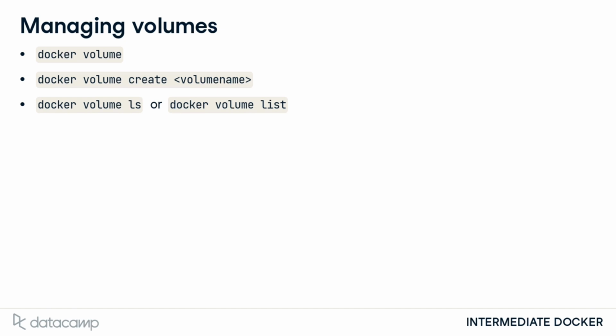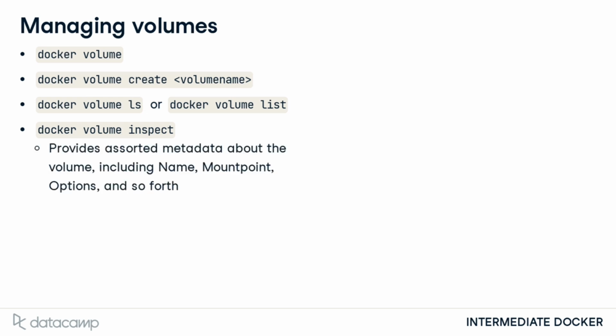An alias, docker volume list, works as well. There are some various filtering and formatting options available depending on our version of Docker. To see more extensive information about a volume, we can use the docker volume inspect command. This command shows assorted metadata about the volume, including its name, mount point on the host or destination, and various options for the volume. Finally, we can also remove volumes using the docker volume rm command.